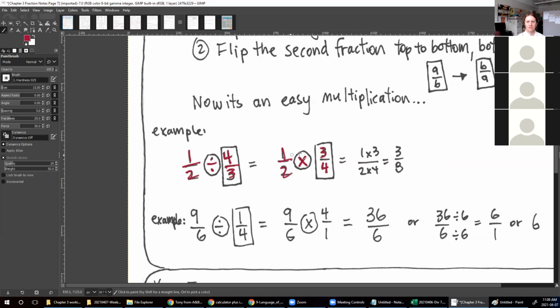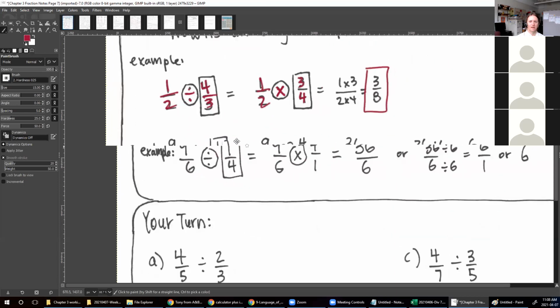Because it's multiplication, we just multiply the tops. 1 times 3 is 3, 2 times 4 is 8. I'll do one more example, and hopefully it'll all make sense.